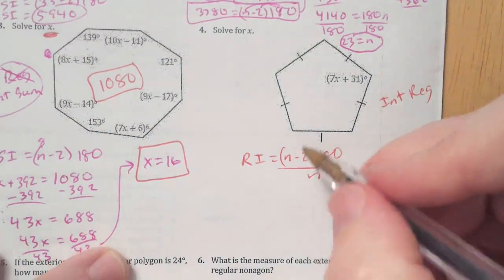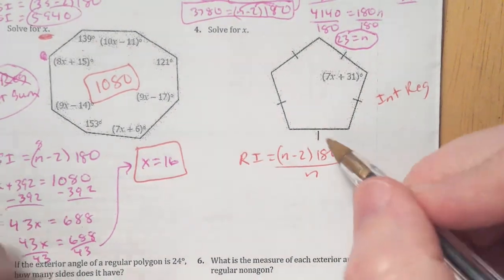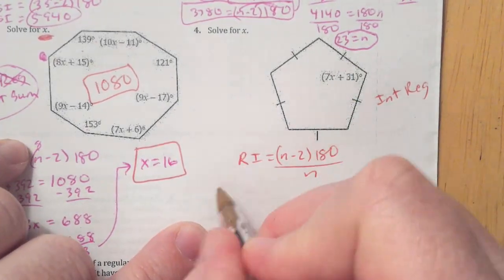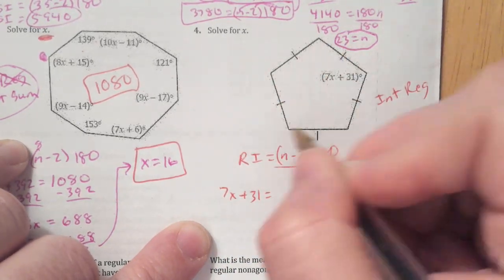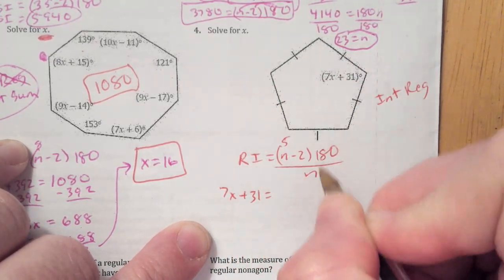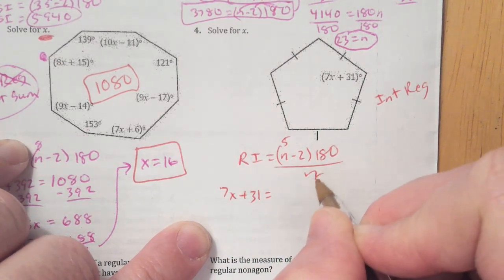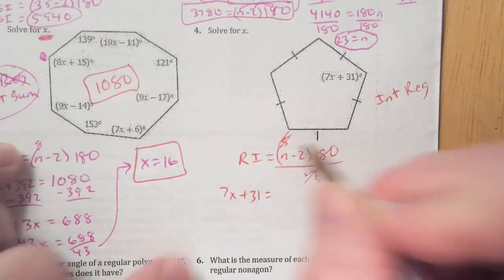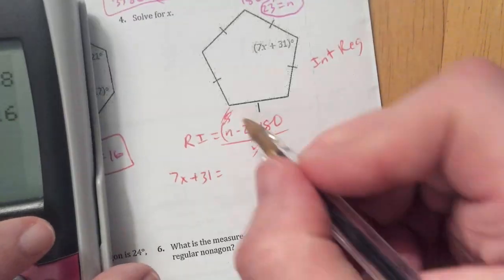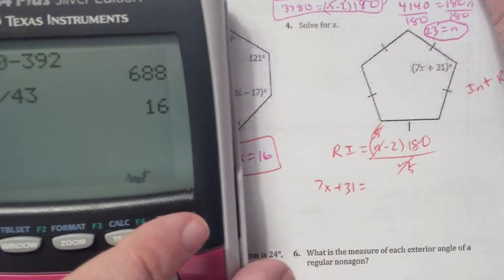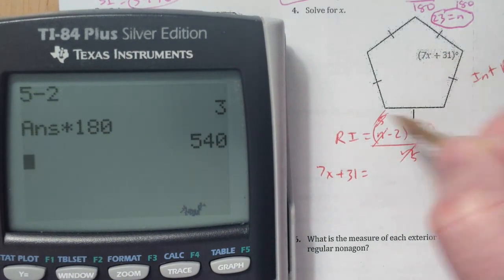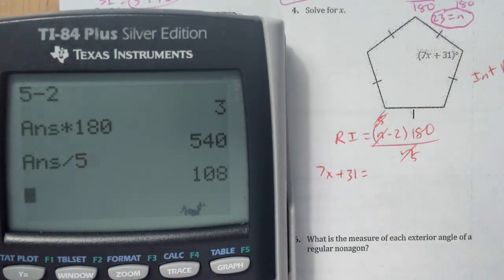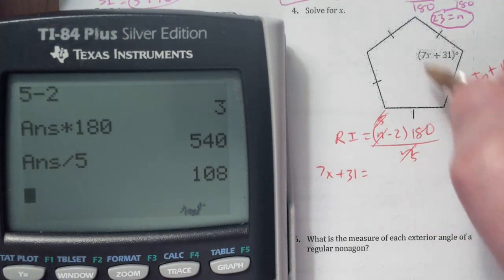Now how many, so regular interior, so what was our interior angle? That's this. So that is 7x plus 31 is equal to, now how many sides? There's 5. So the n is really a 5. All right, so we're going to do 5 minus 2 times 180. So all of this adds up to 540, but there's 5 of them, so each one of these is 108.